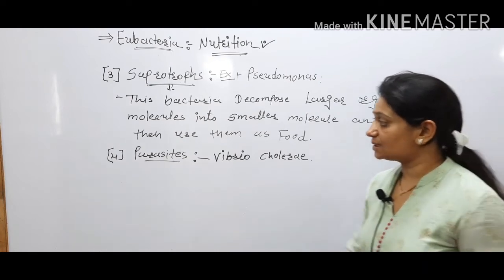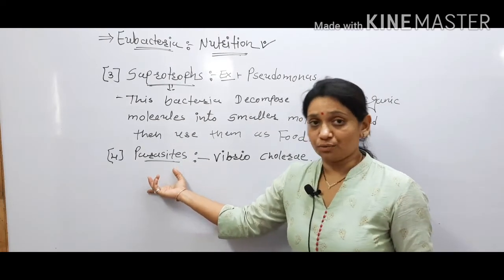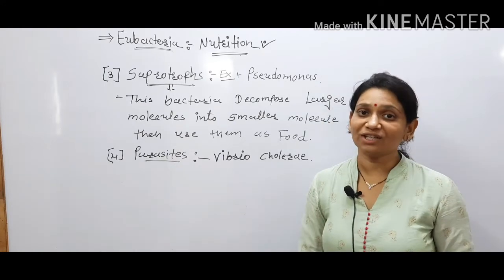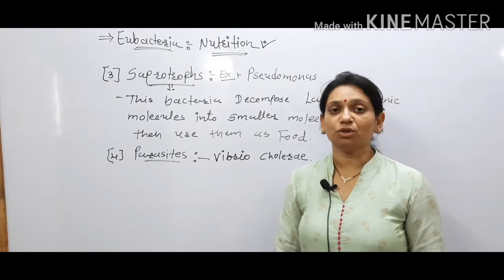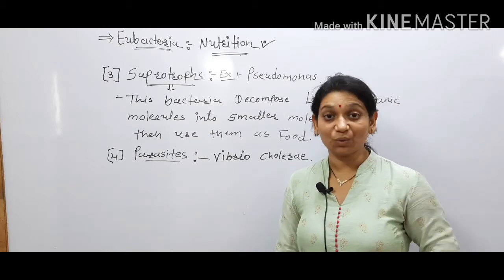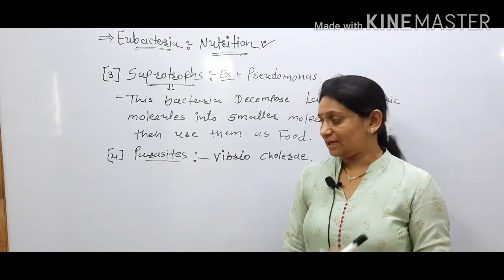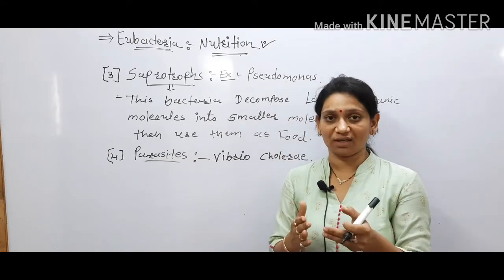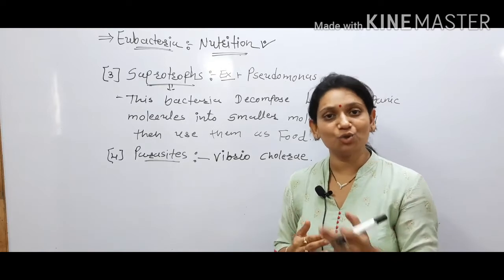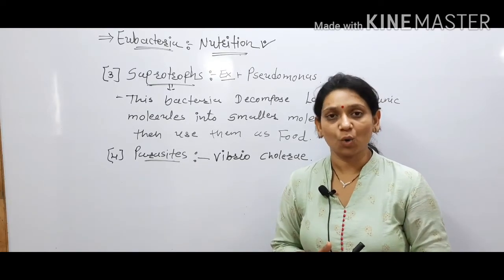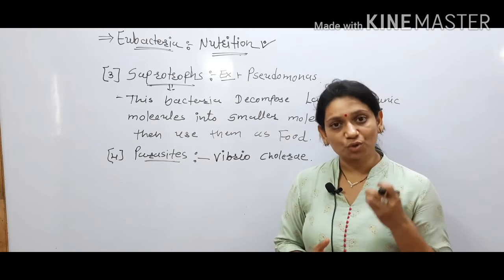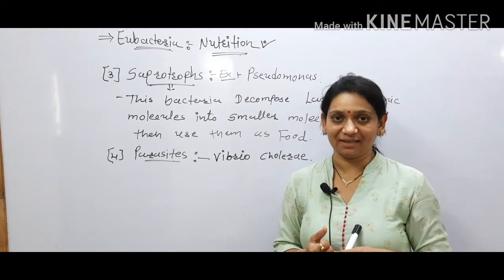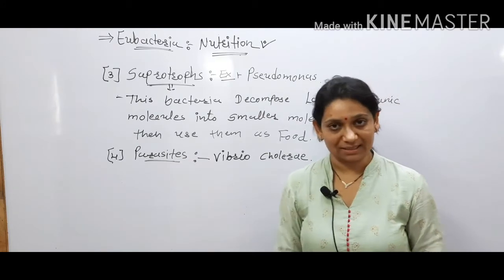Now the next one is the parasites. This type of bacteria takes shelter in another organism and absorbs nutrients from that particular organism. Now beta, the organism with which the parasite lives, attached, using it as a shelter, is known as the host organism, and the parasite directly absorbs its food from the host organism. So they are known as parasites.